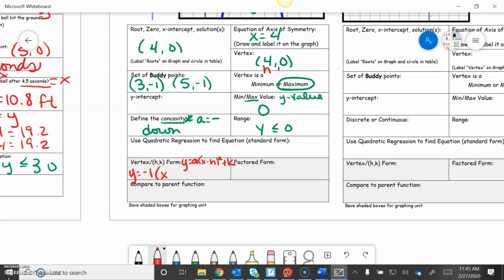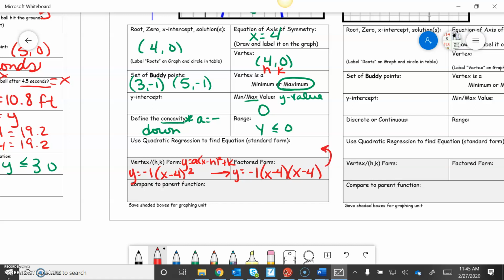My vertex, remember, is my h, k. So my h is 4, so x minus 4 quantity squared. I have a k of 0, so I'm not actually going to write that. I can go straight to my factored form because I know that x minus 4 squared looks like x minus 4 times x minus 4. And then to do my quadratic, I need to actually multiply that through.